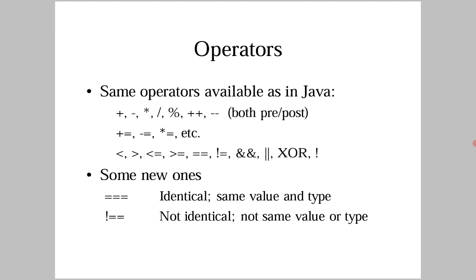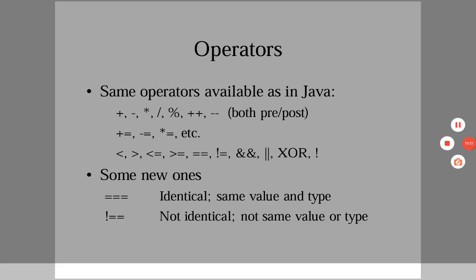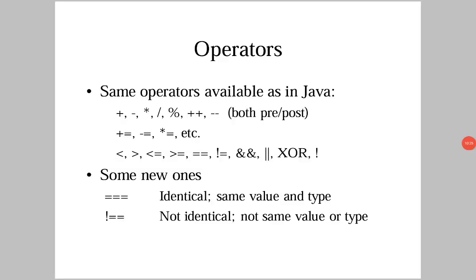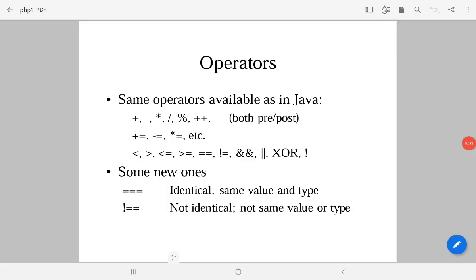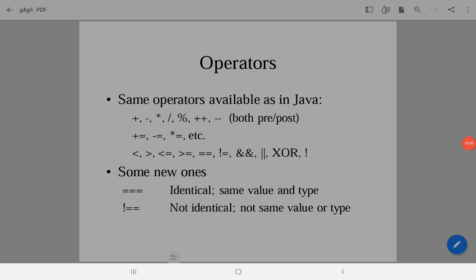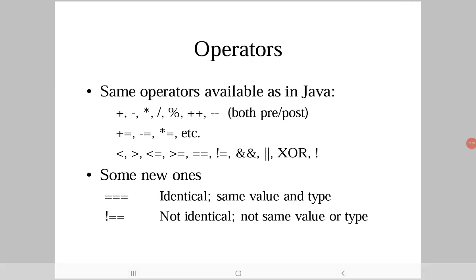So what are the different types of operators? What are the different types of operators generally used in PHP?